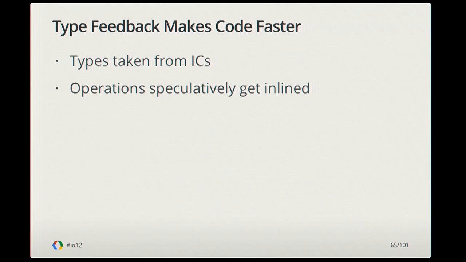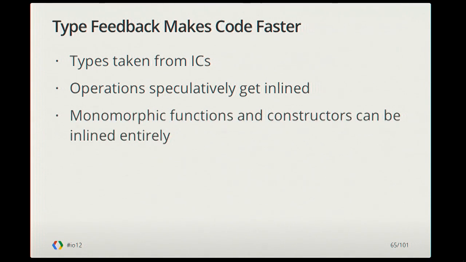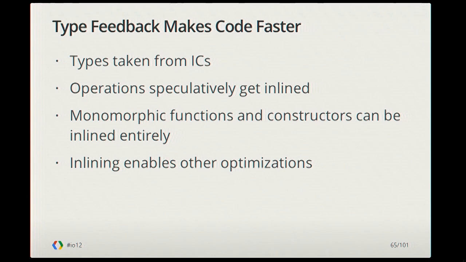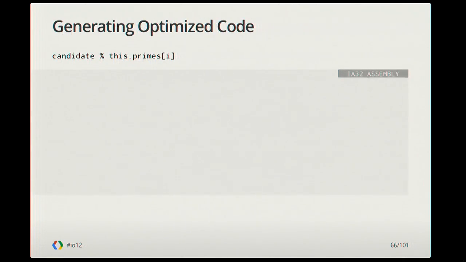What happens is the optimizing compiler takes that type information from the ICs, and it speculatively inlines a version of the operation based on history, what it's seen before in the ICs. It also means that it can inline function calls that are monomorphic. This includes constructors, which is actually a new feature that we've added recently. By inlining this operation in the optimized code, other optimizations become possible, and that's what the optimizing compiler will actually do. We'll go over this inline code and find more opportunities to make it faster. Let's see how that works.